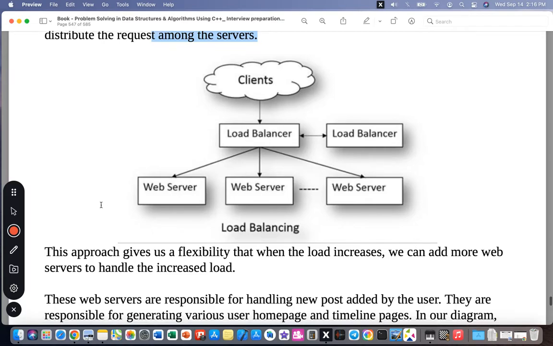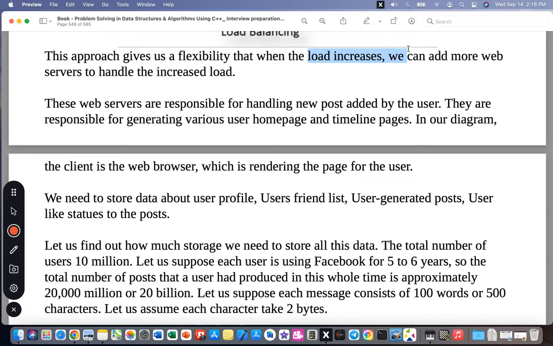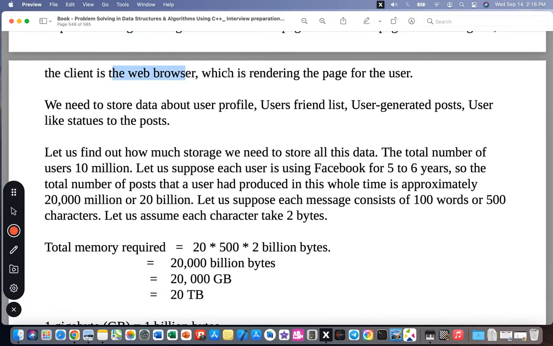Yeah, just like that. This approach gives us the flexibility that when the load increases, we can add more web servers to handle the increased load. These web servers are responsible for handling new posts added by the user. They are responsible for generating various user homepage and timeline pages. In our diagram, the client is the web server, which is rendering the page for the user. We need to store data about the user profile, the user's friend list, user-generated posts, and user likes status for the posts.